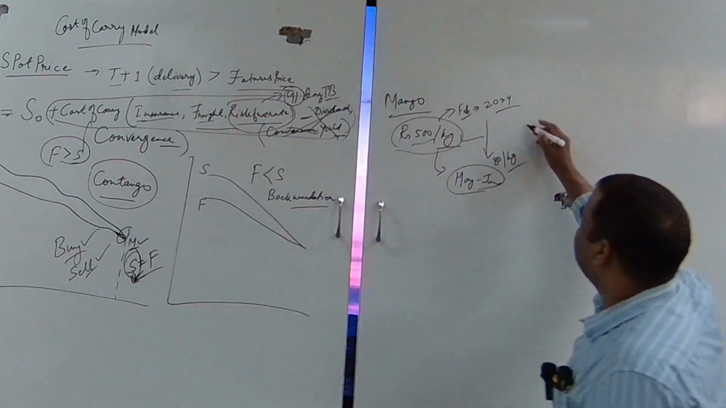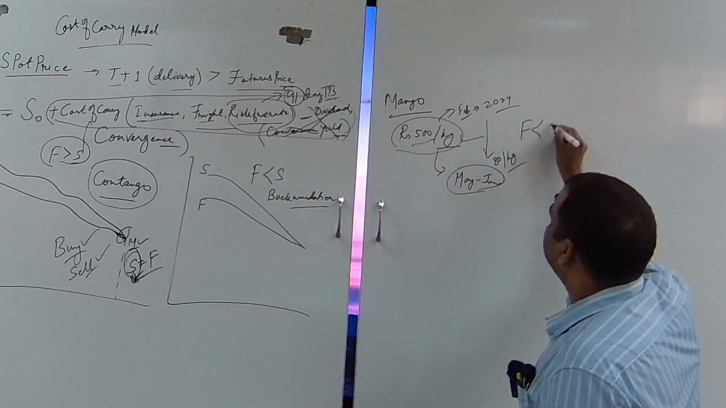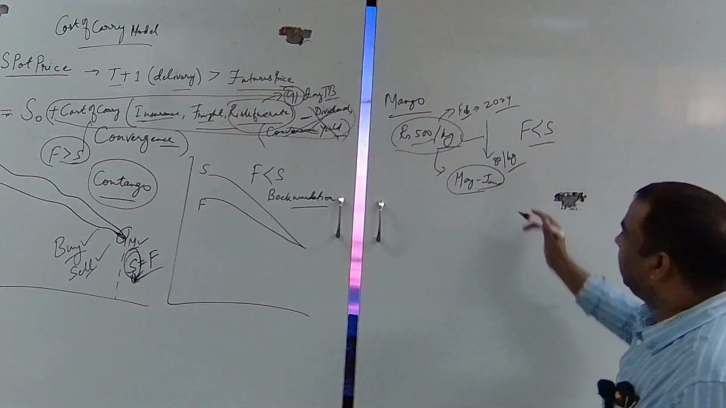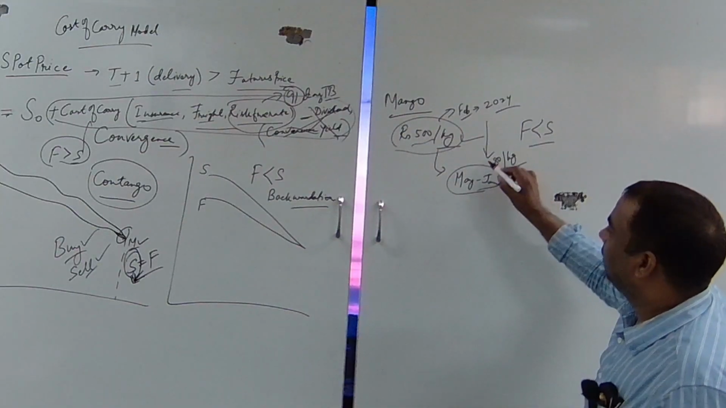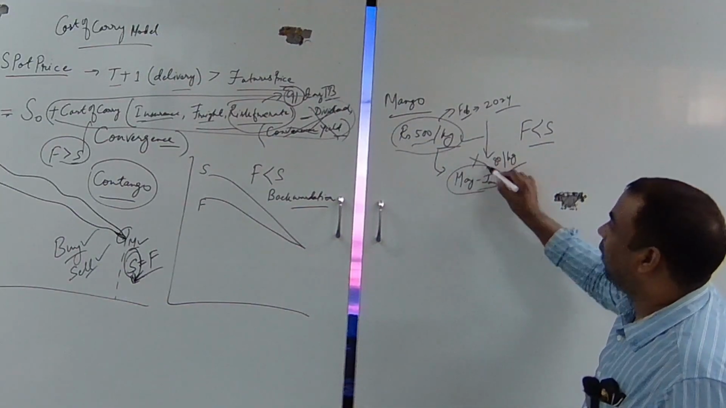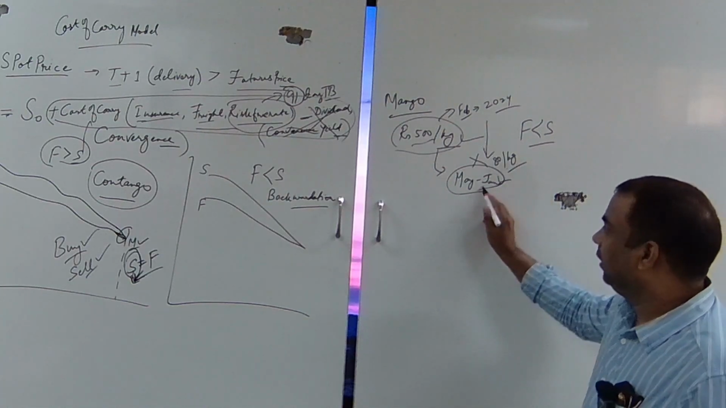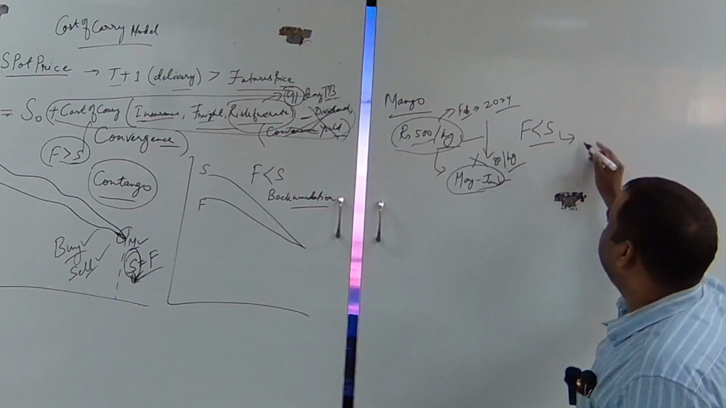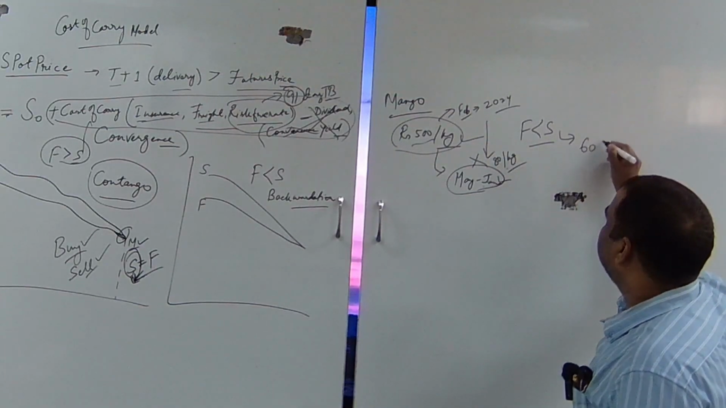So you can say that your future price is less than S this time, and at the time of the delivery you can offset or square off your contract before this delivery time, because in the spot market it could be available at 60 per kg.